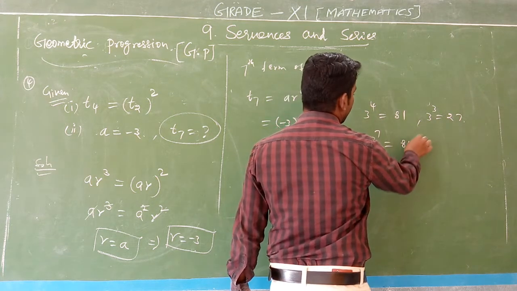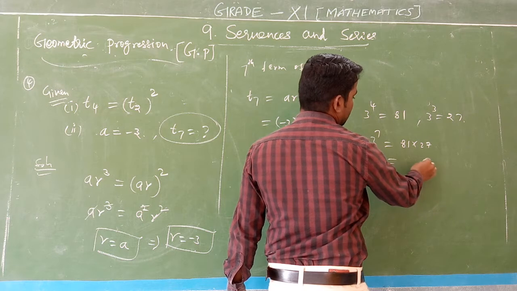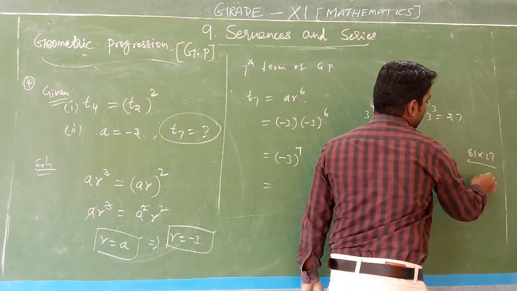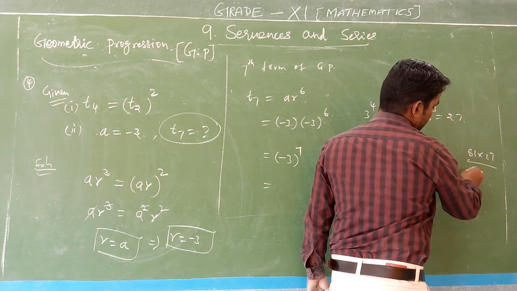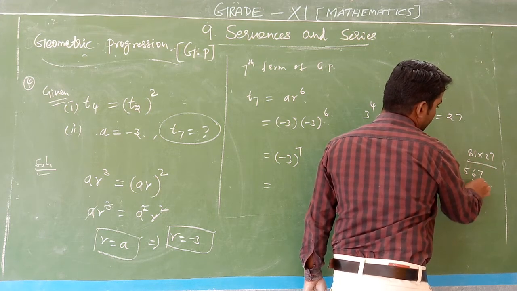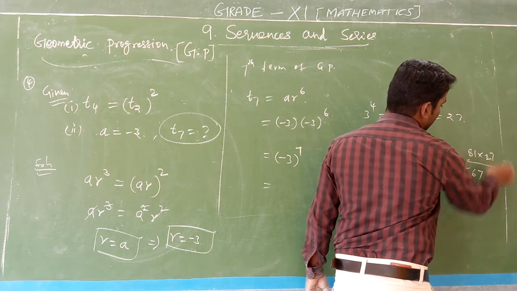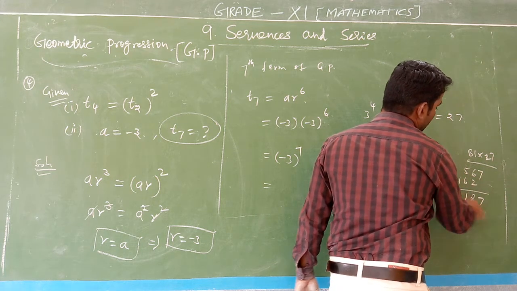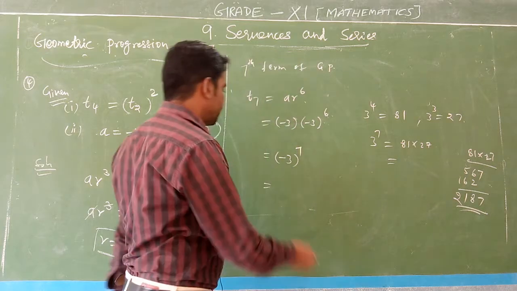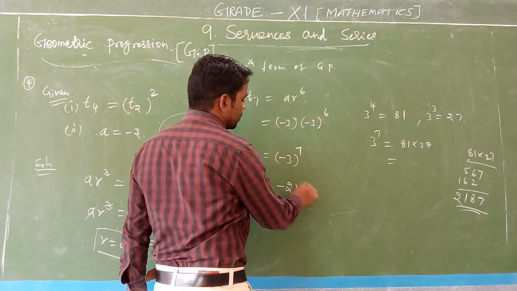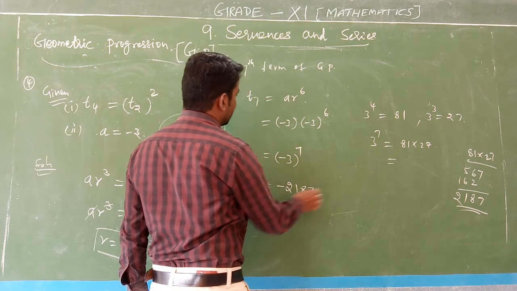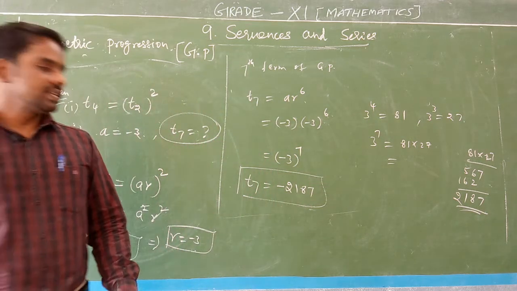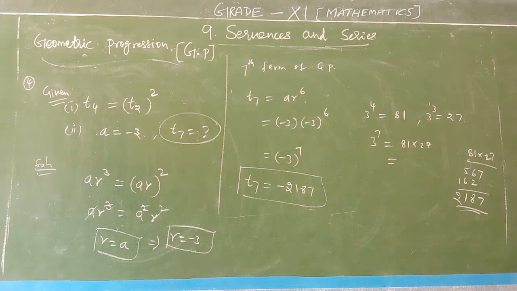So 81 into 27: 7,56 plus 16 and so on, the product is 2187. Therefore, the seventh term of the given GP is minus 2187.